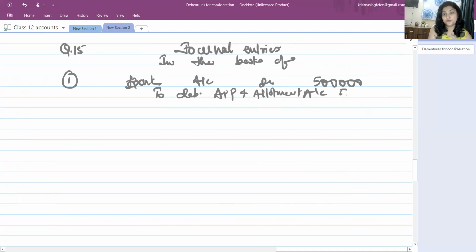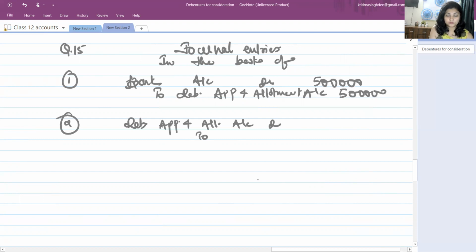This was issued for 5 lakh rupees. In the narration you can mention the number of debentures. The second entry will be debenture application and allotment account debit to 10% debentures. The name of the debenture was 10%, so 10% debentures, again 5 lakh rupees.